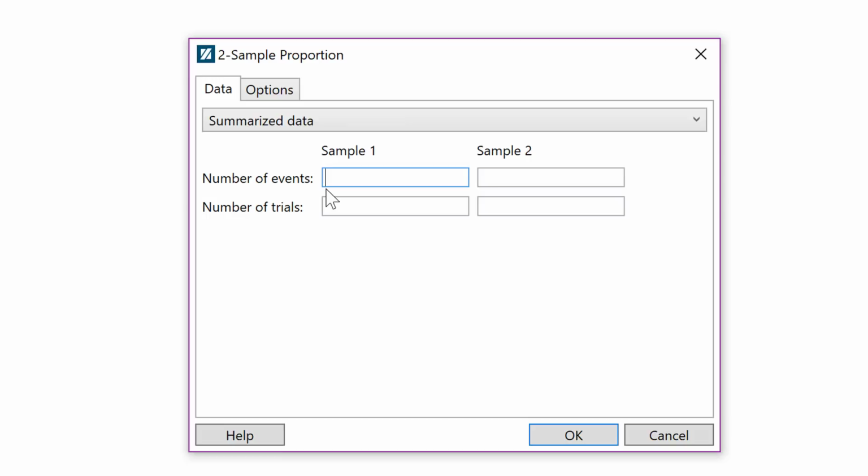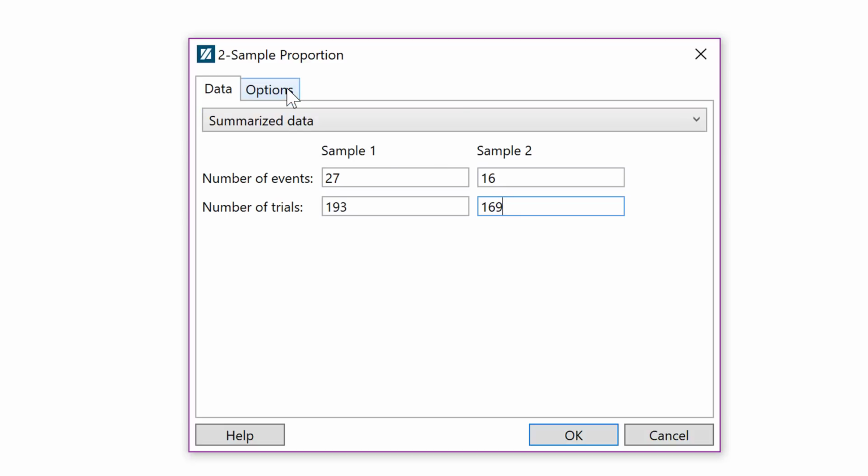Group 1 was the males. There were 27 smokers out of 193 males. Group 2 was the females. There were 16 smokers out of 169 females.